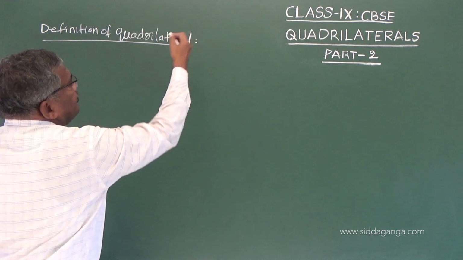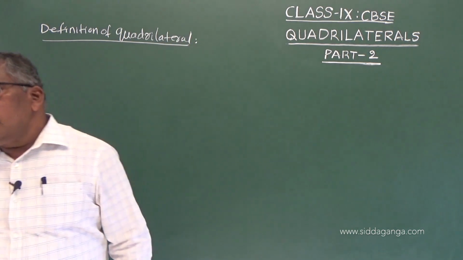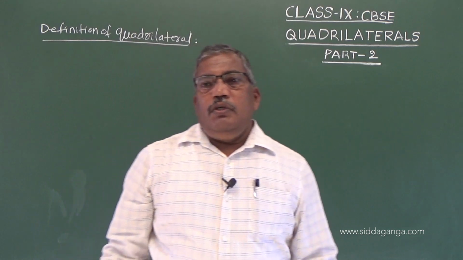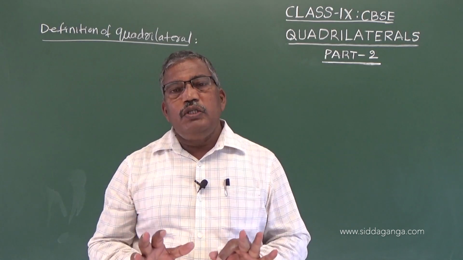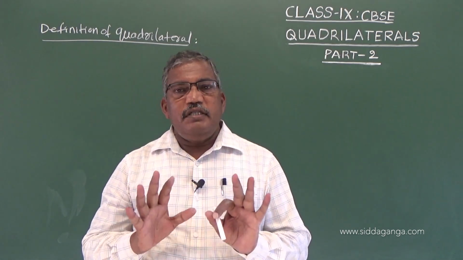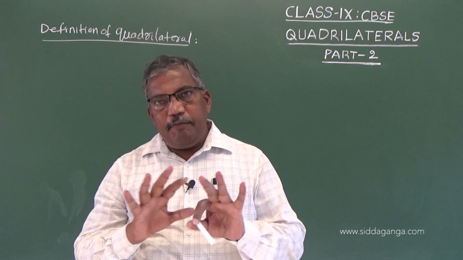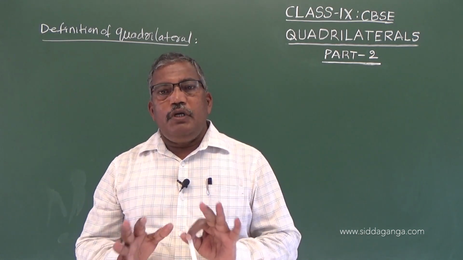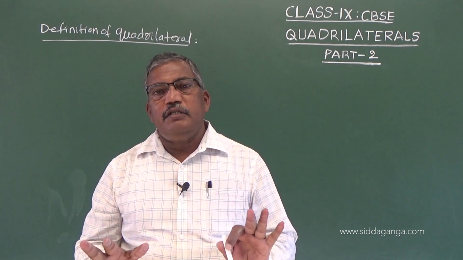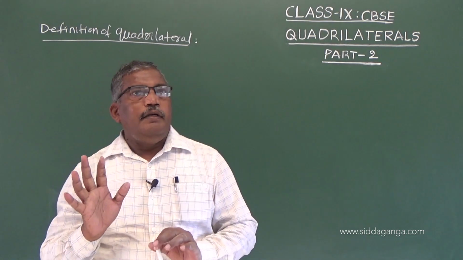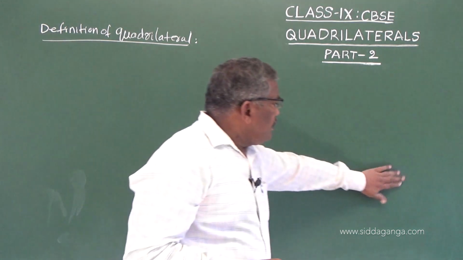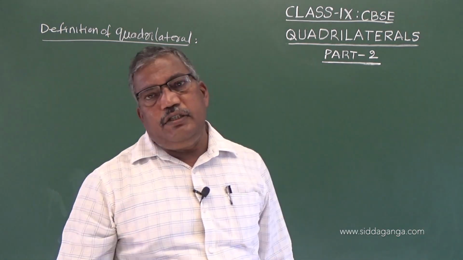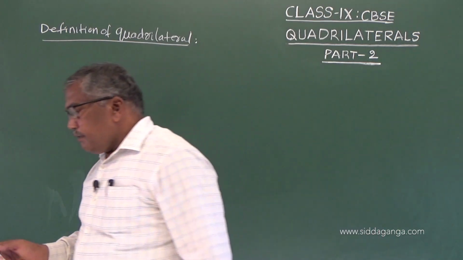So what is the definition of a quadrilateral? As you know, quadra means 4. So a quadrilateral is a 4-sided closed figure. It is a simple definition. It is a plain figure with 4 sides and 4 angles. It is a closed figure, and it has 2 dimensions, length and breadth. So it's a 2-dimensional figure.